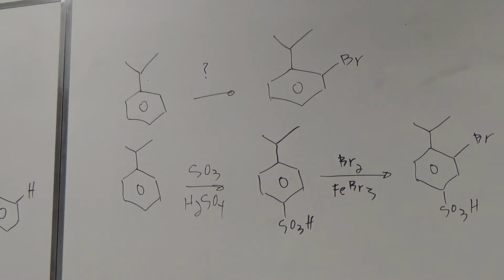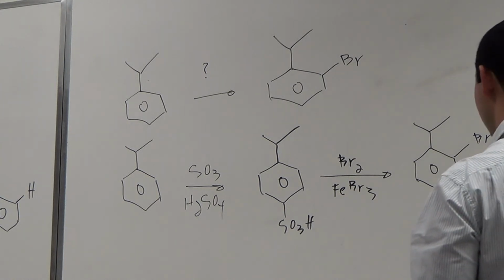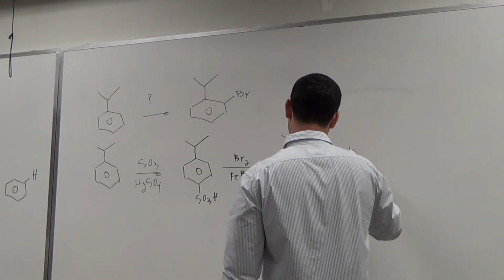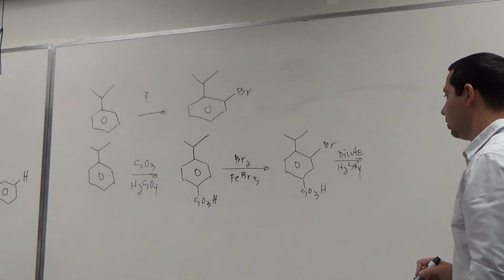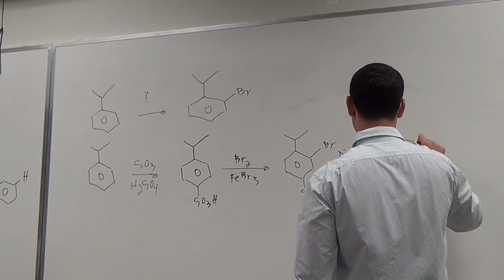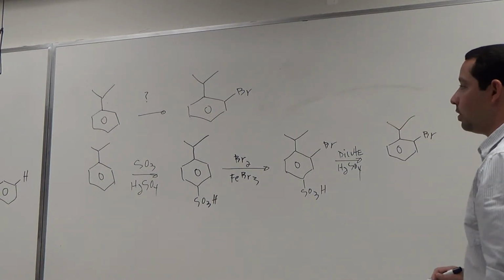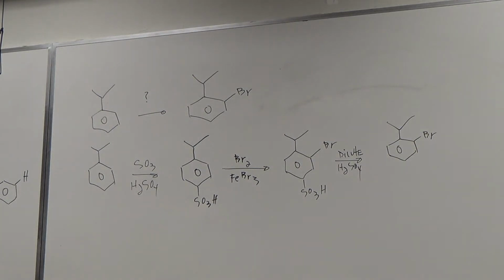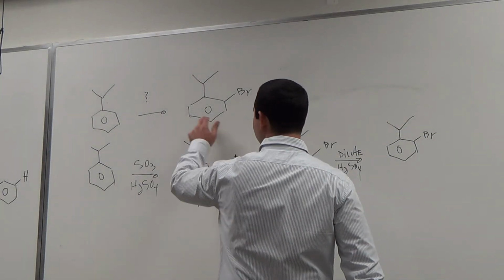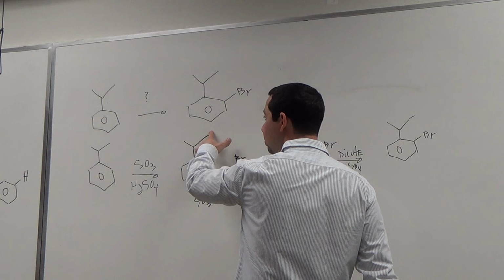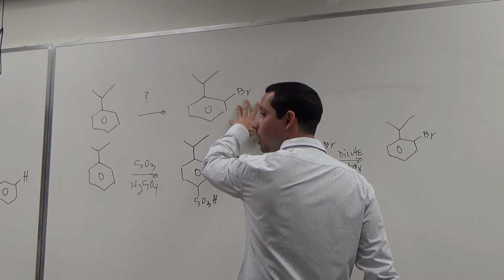And now what am I going to do? I'm going to take this group out with dilute acid, H2SO4. And what it's going to do is give you that. That doesn't mean that that is the best reaction in the world, but tell me, if you do this reaction directly, this is not the major product. This would be the minor product. And you get the major product here. This is 90% and that's 10%.